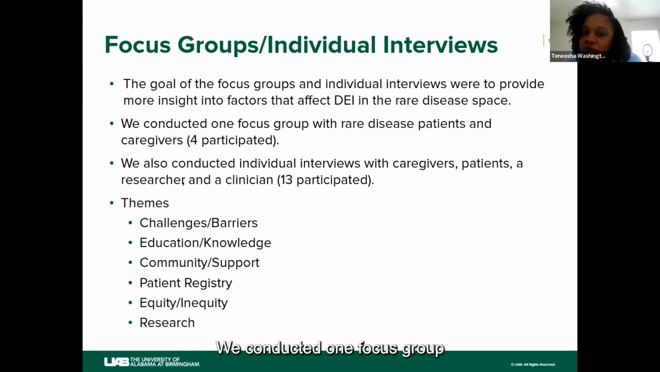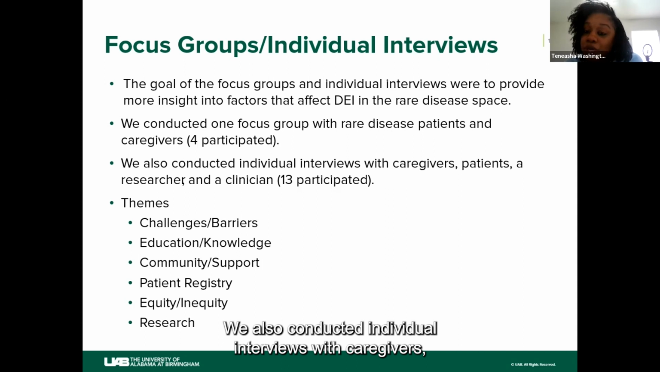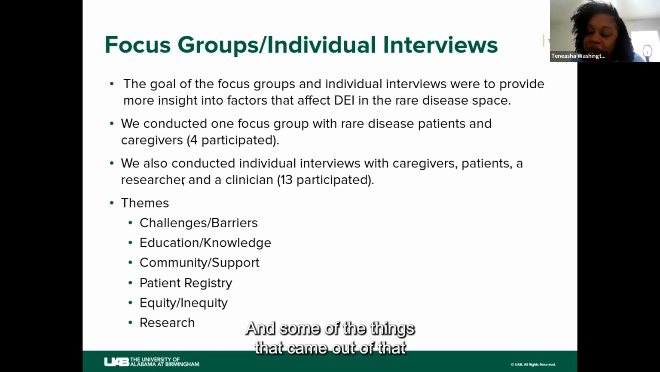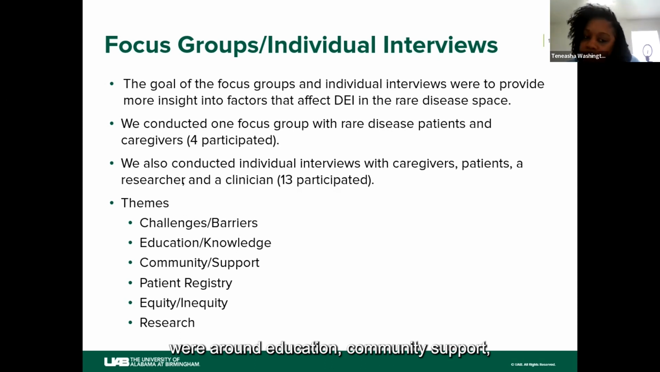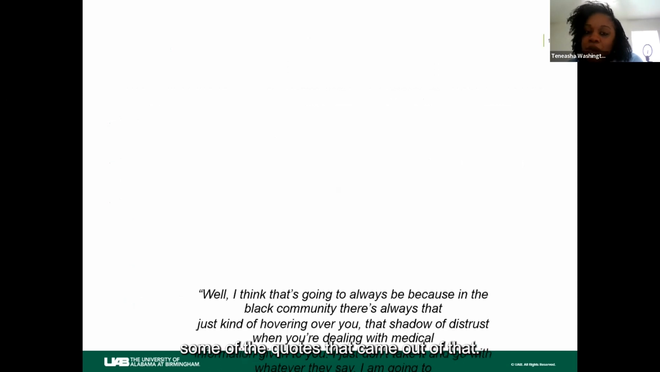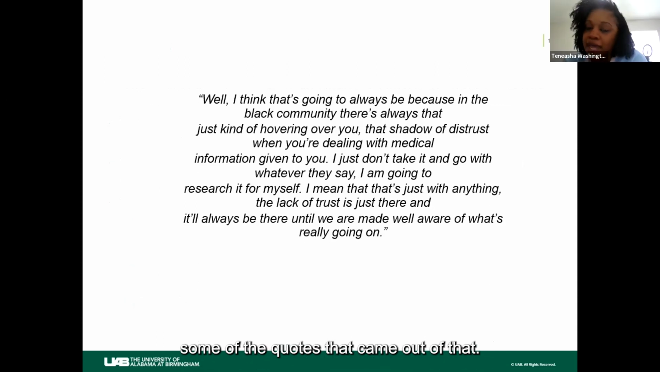We conducted one focus group with rare disease patients and caregivers. We also conducted individual interviews with caregivers, patients, researchers, and clinicians. And some of the things that came out of that were around education, community support, this idea of equity and inclusion, and then research in general, as well as some others. And I'm going to share with you some of the quotes that came out of that.